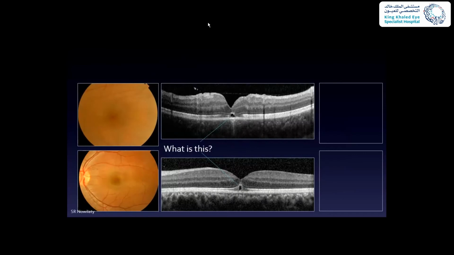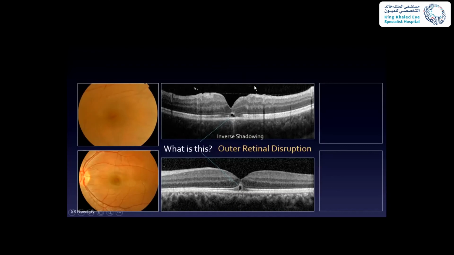Okay, let me see. So disruption of the retina, disruption of the ellipsoid zone. Absolutely. The external limiting membrane is relatively intact. You can see it, you can follow it here, but the ellipsoid zone is really disrupted. So this is an outer retinal hole. This is not an inner lamellar hole.